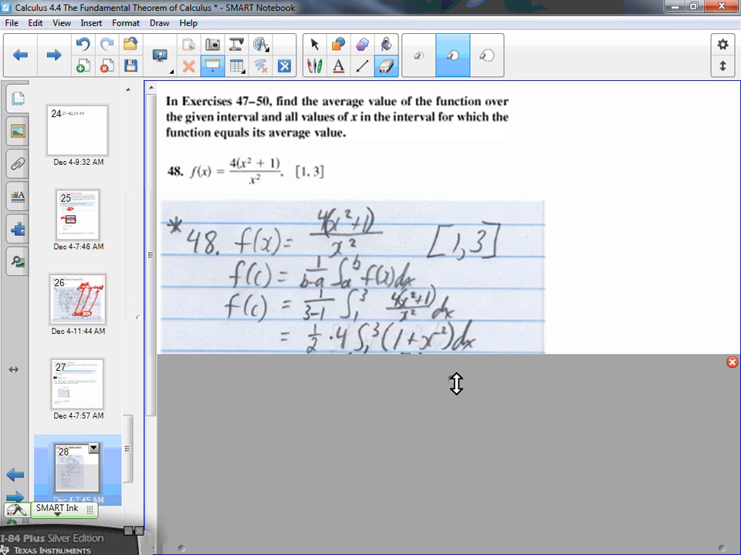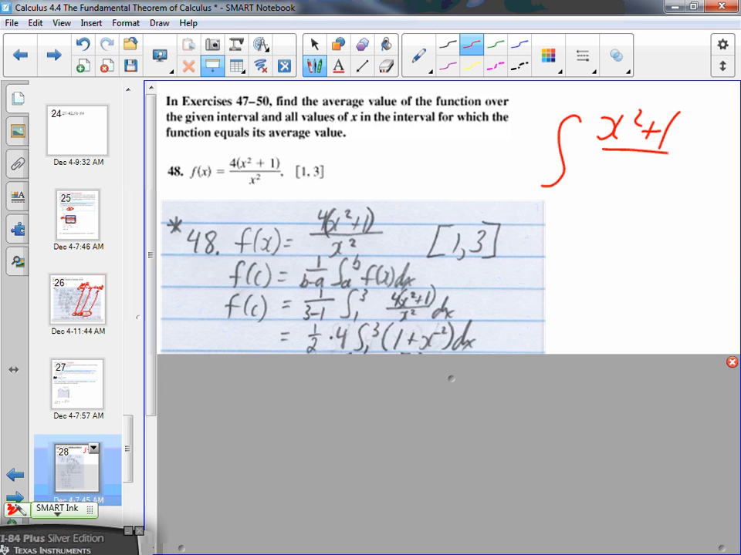Okay? So I factored the 4 out in front, times the integral from 1 to 3. And then look, so then I've got this integral still. I can't evaluate that. There is no quotient rule for integration. So how did I get 1 plus x to the negative 2? Well, actually, I don't think anybody said what I actually did. Yeah, I just did the division.